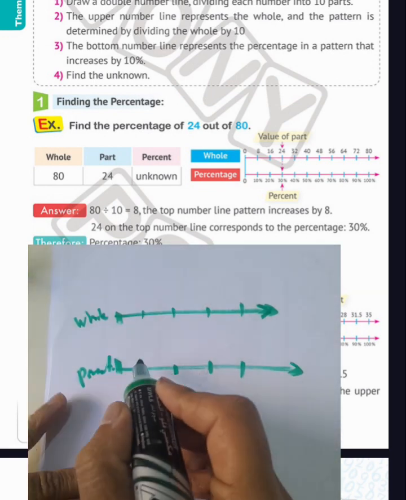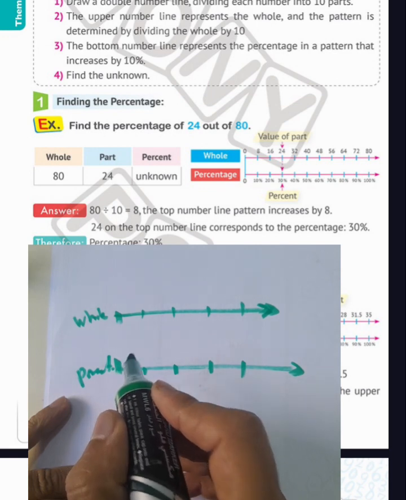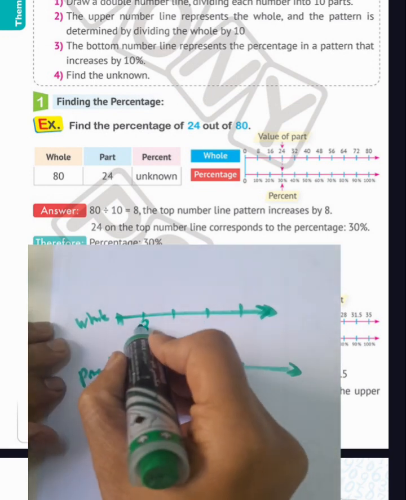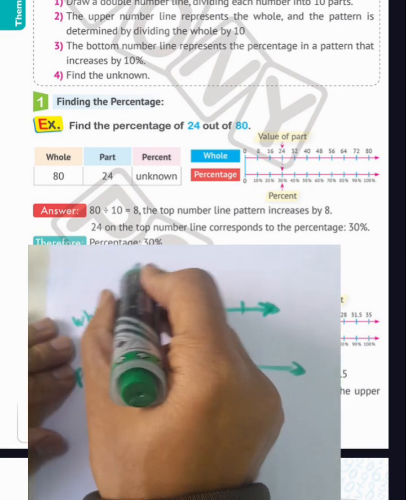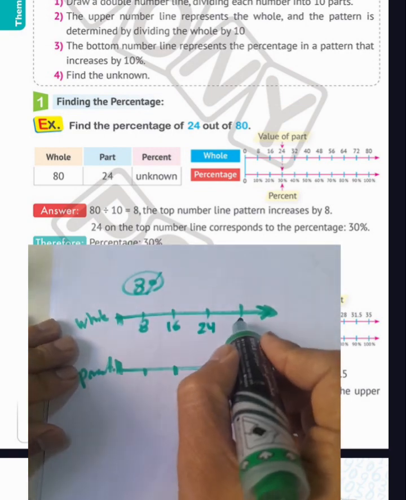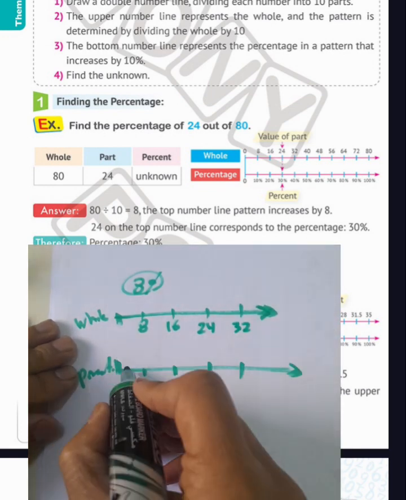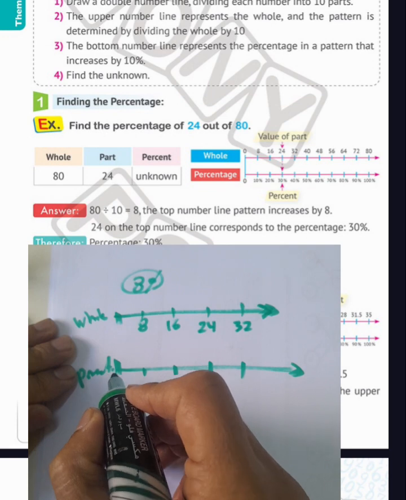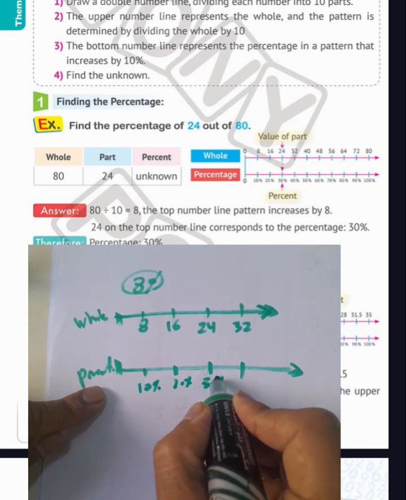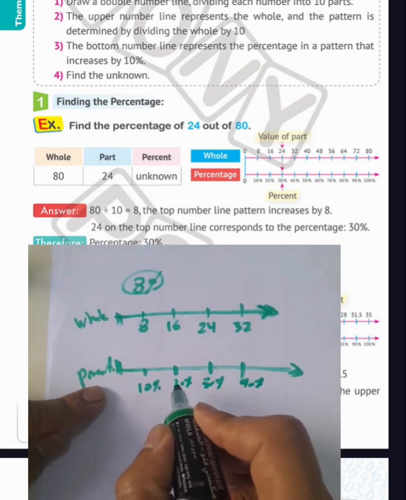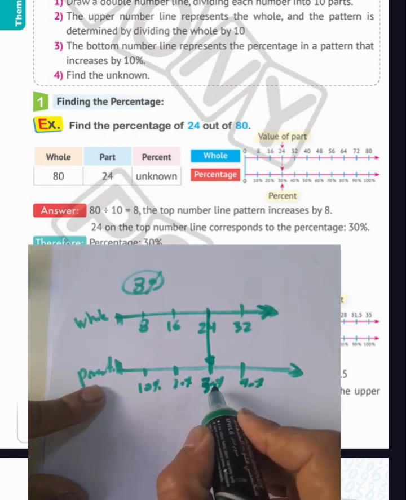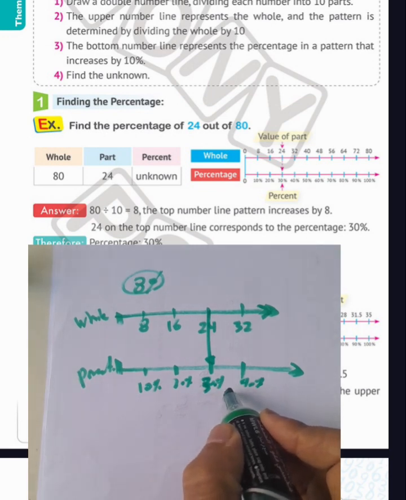Look at the table. We have 80 and the part was 24. How can we find 24? We can write here 8, cancel 0 from 80. Whole number 80, cancel 0, write 8, beginning 8. 8 plus 8 is 16, plus 8 is 24, plus 8 equals 32, and so on. And what about the percentage here? The percentage goes 0, 10%, 20%, 30%, 40%, and so on. And what about 24? 24 refers to what? 30%. Then the result here will be 30%.